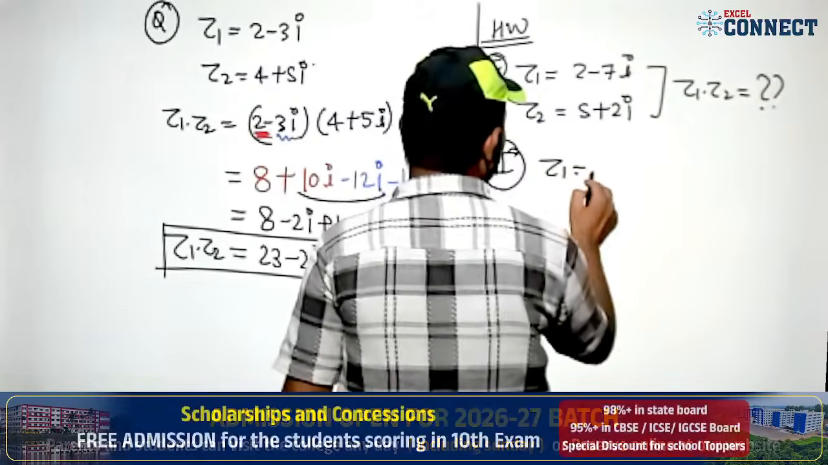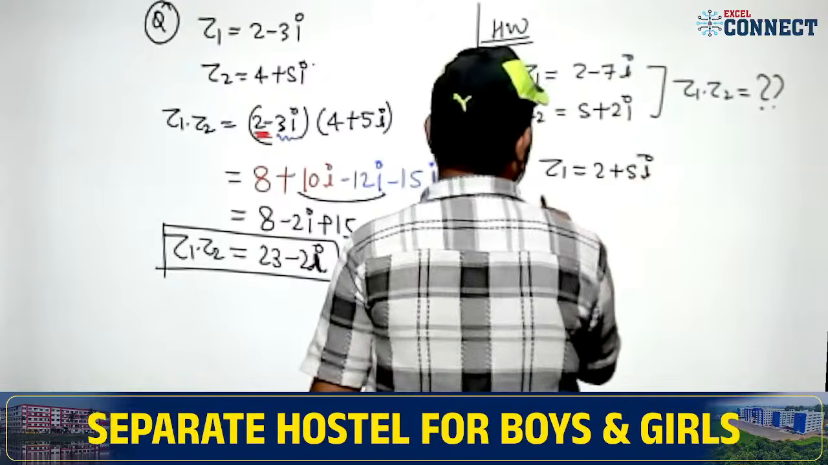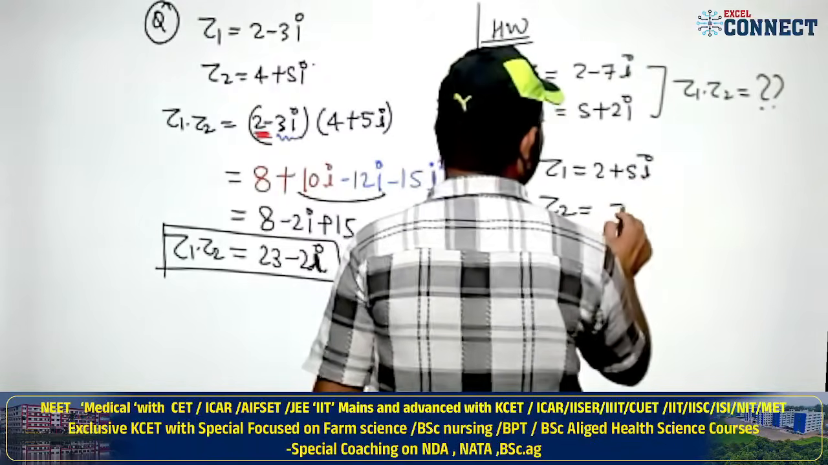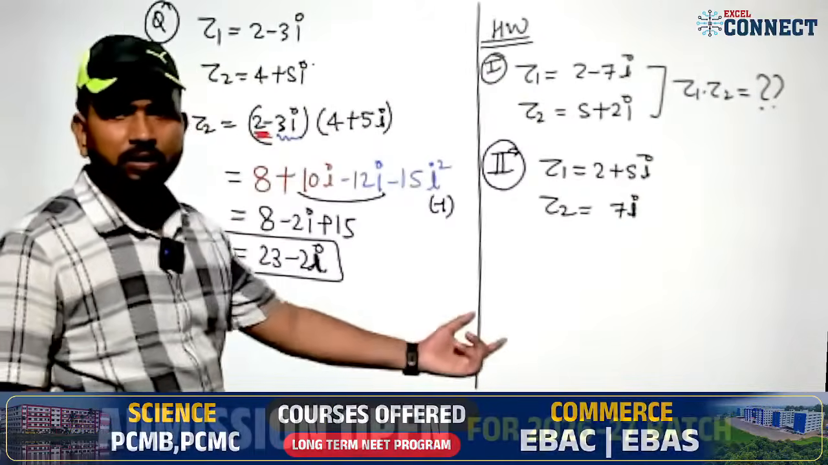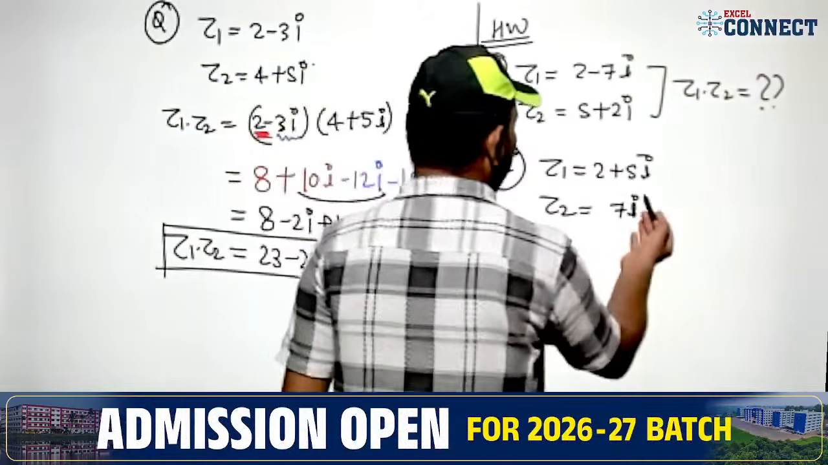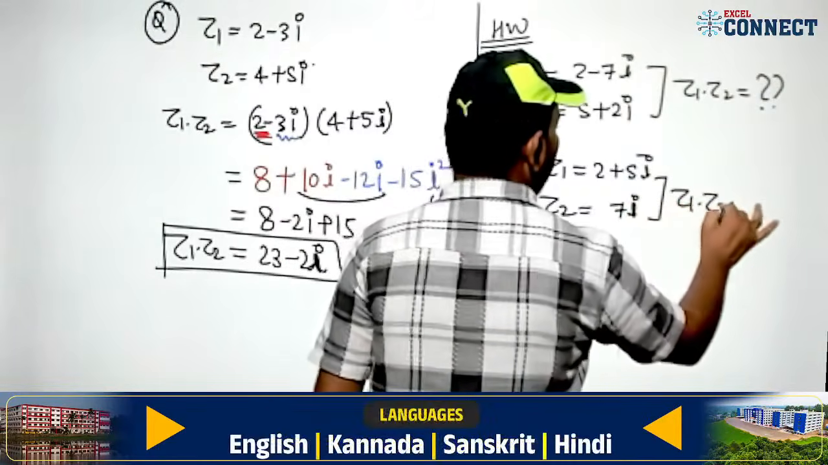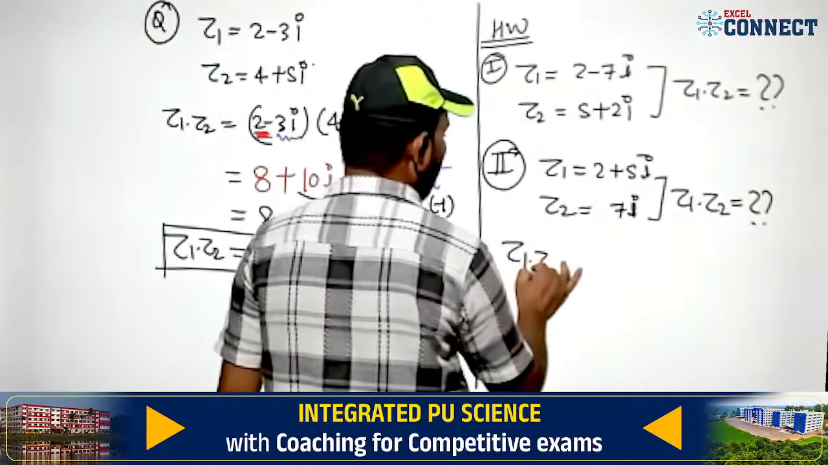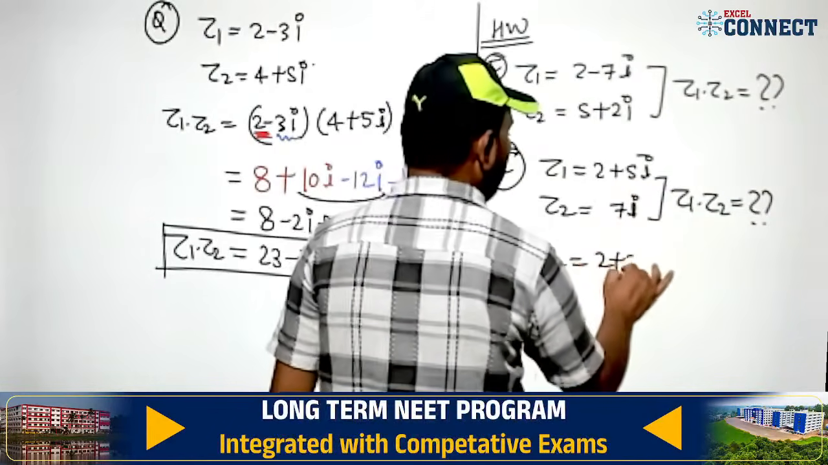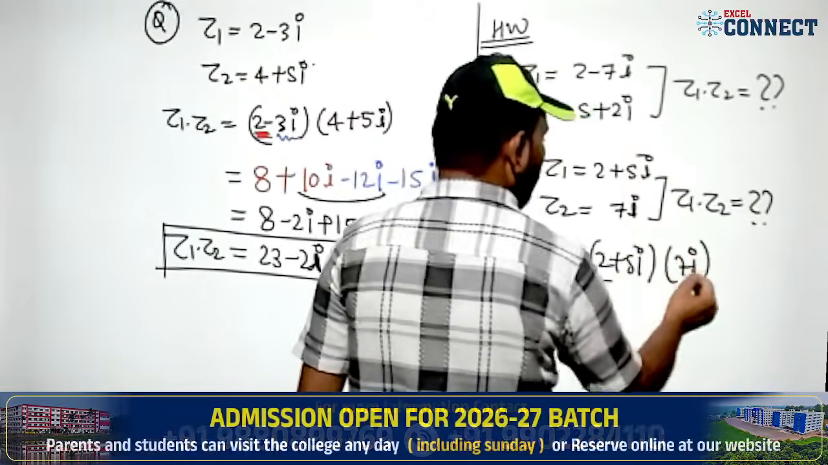Now Z1 is equal to 2 plus 5 iota and Z2 is equal to 7 iota. Only this. If you want I can explain. So what will you do in this case? How to find Z1 into Z2? Actually, here is only one number. Z1 into Z2 is equal to 2 plus 5 iota into 7 iota. So only one number is there.